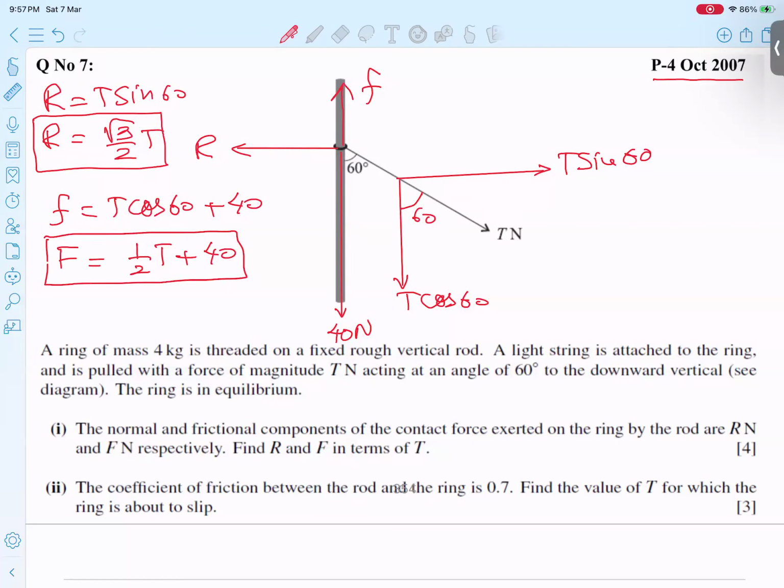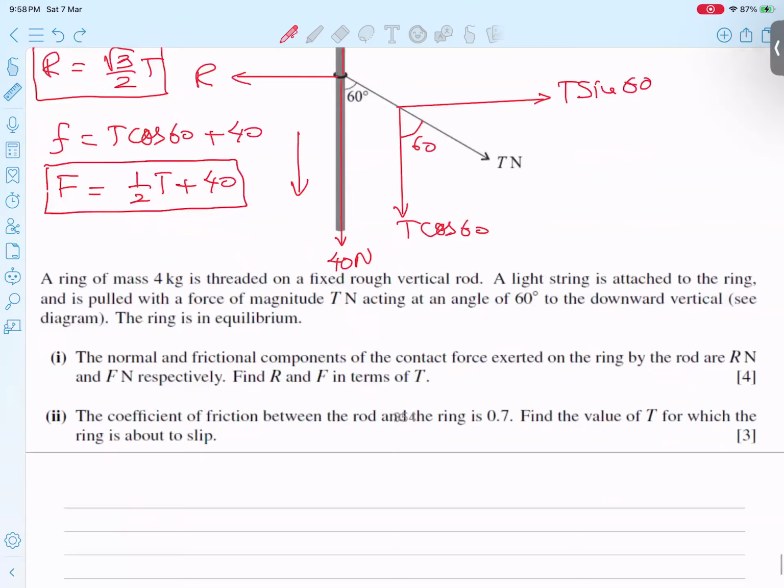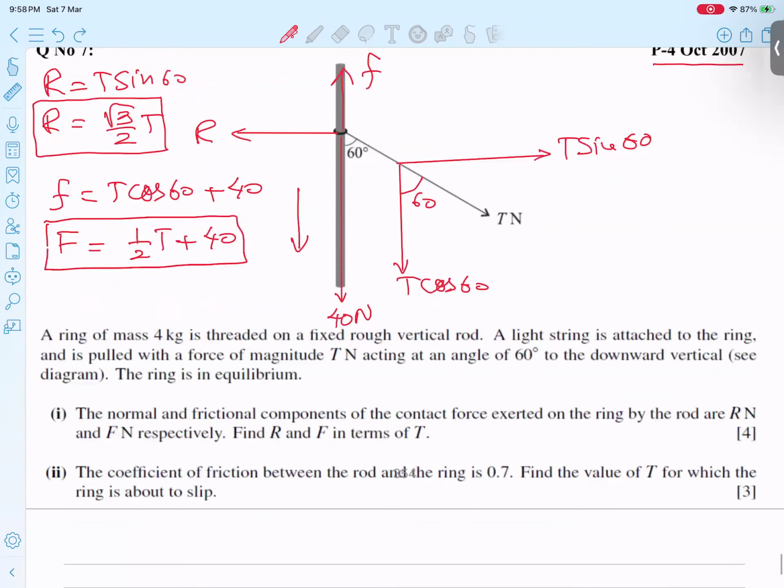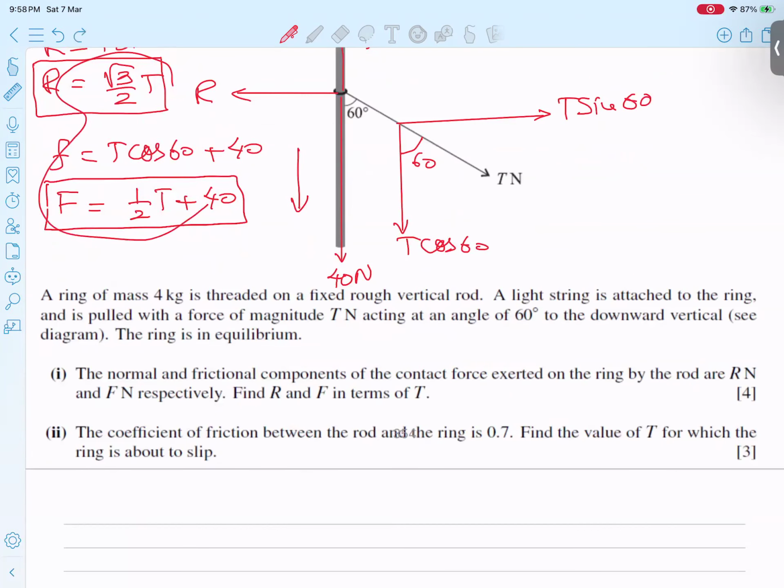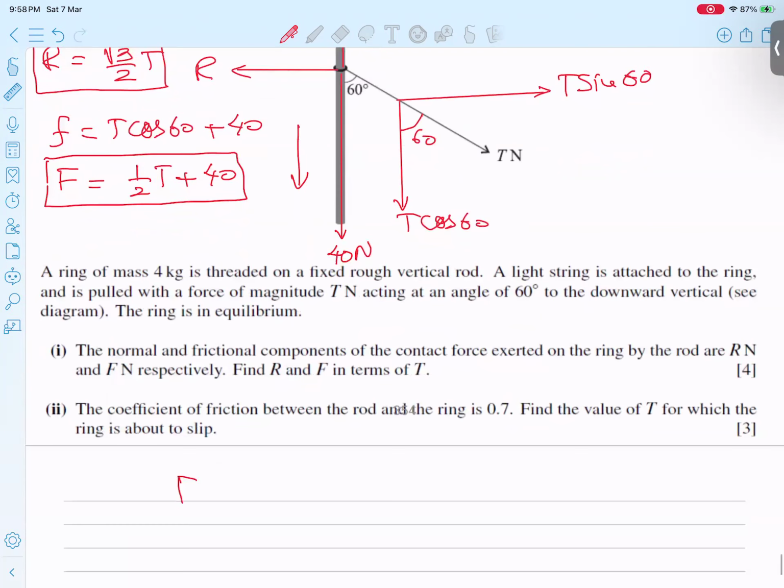Now next part he's asking: find the coefficient of friction, given 0.7, if it is about to slip. Common sense, about to slip downward, so friction is upward as we know. We can use these two equations to solve the question. What is F? The frictional force is half T plus 40. And what's the friction force formula? Mu R. All of you are familiar, mu R.